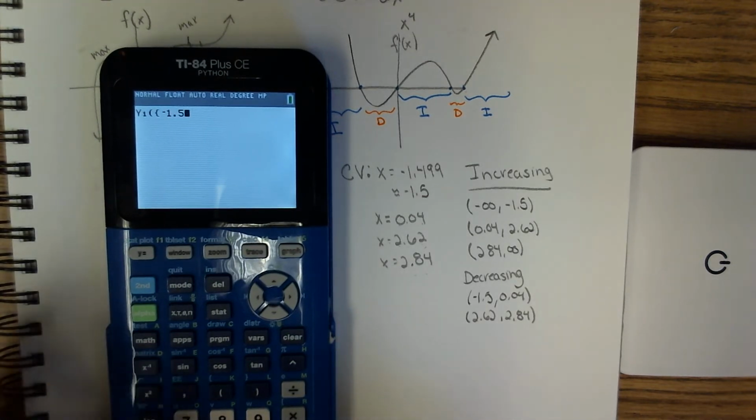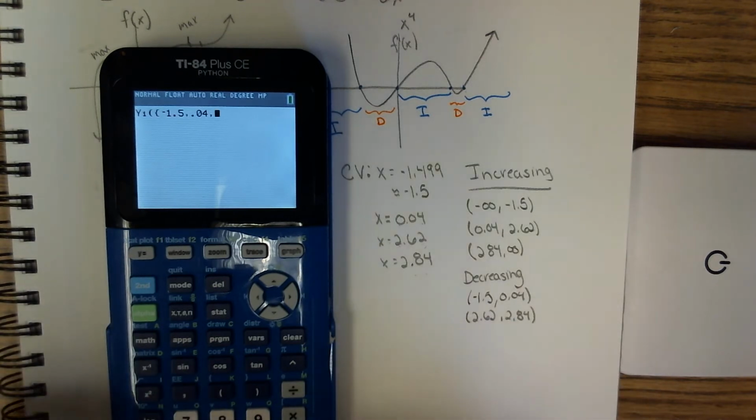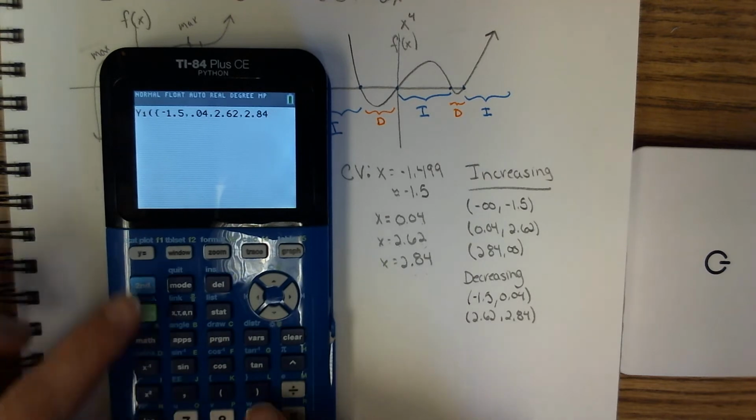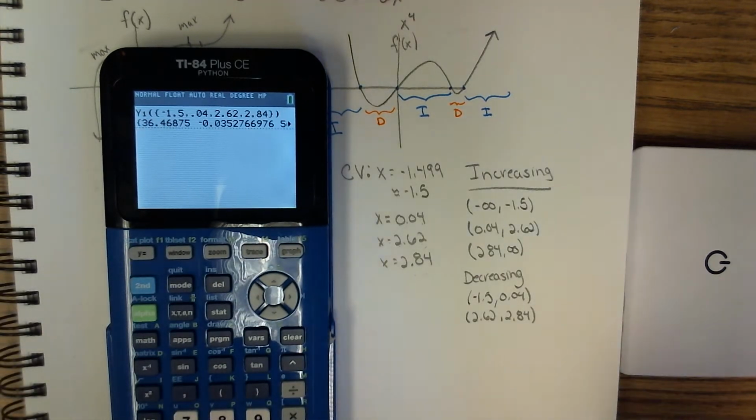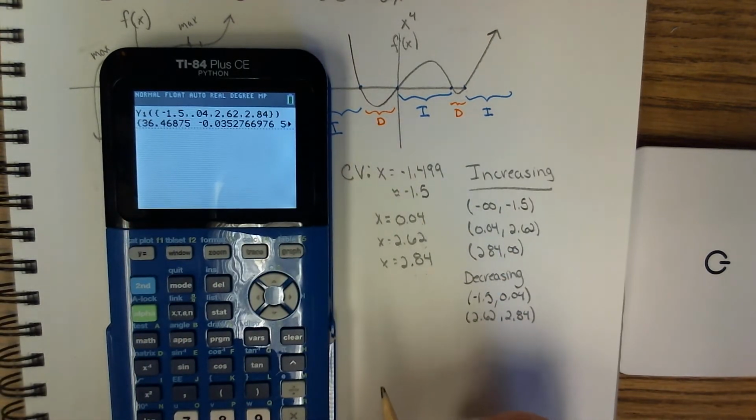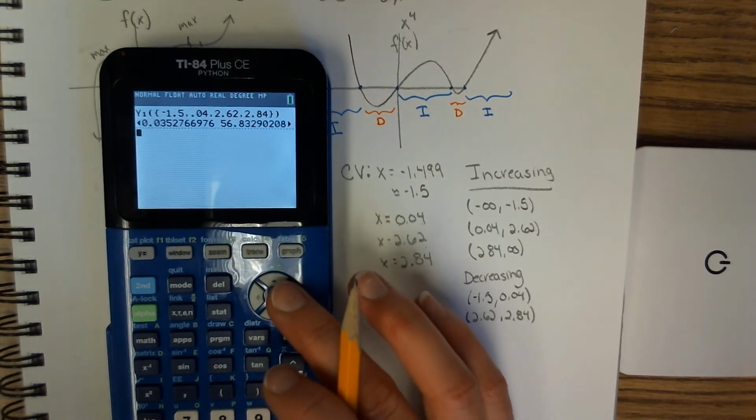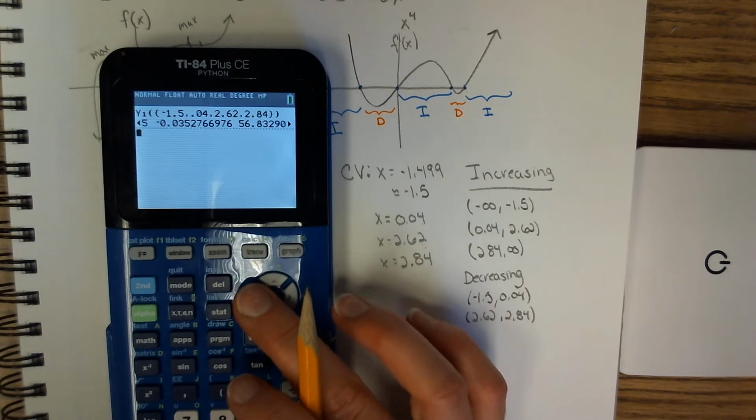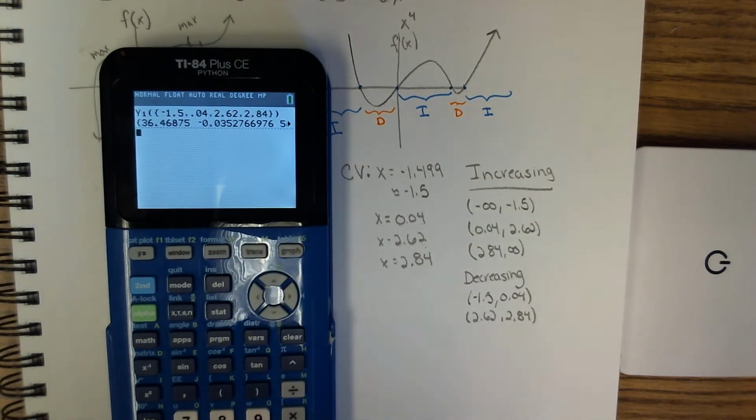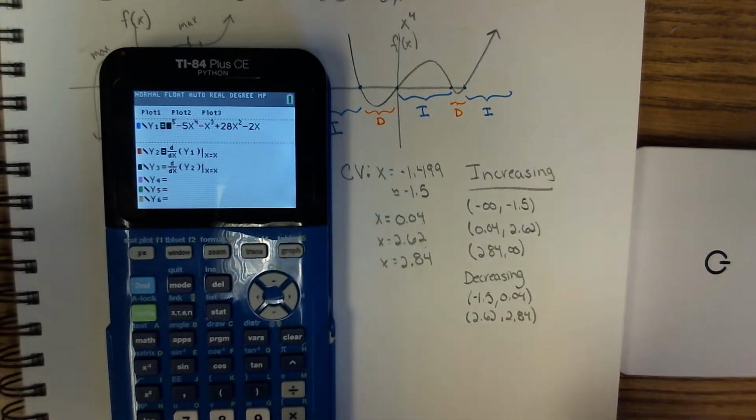Negative 1.5, comma, 0.04, comma, then you have your 2.62, comma, and your 2.84, and close the bracket, and your original, and then here are all my values. You could then obviously write those down, scroll back and forth, do all the things that you would need to do. Okay, so now for the next one, your f double prime.